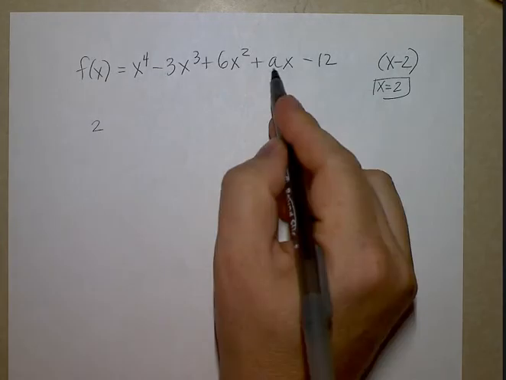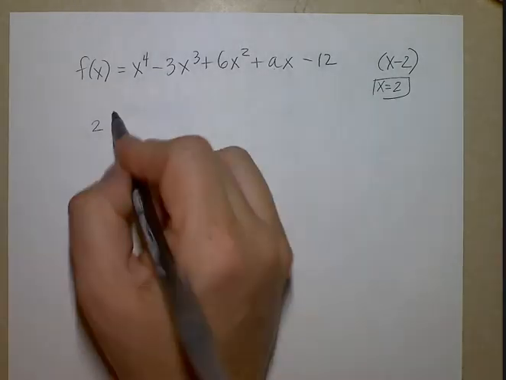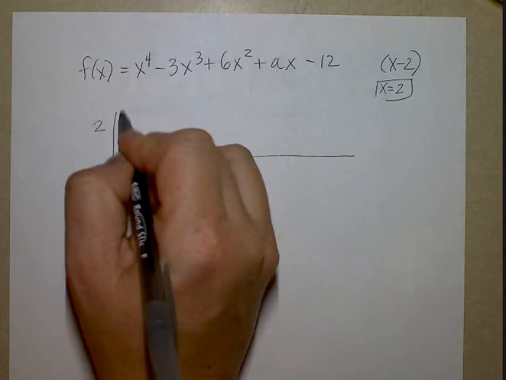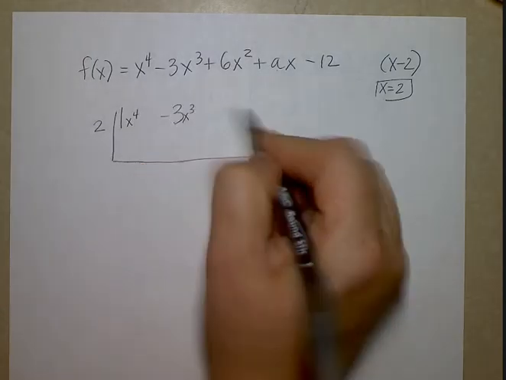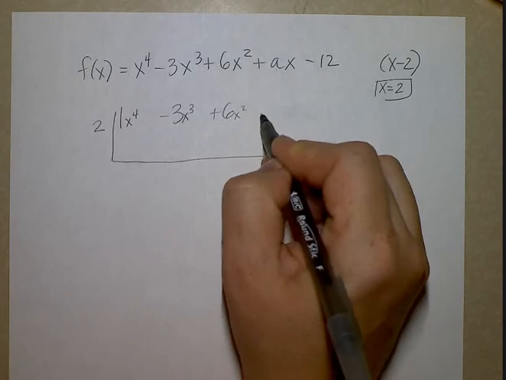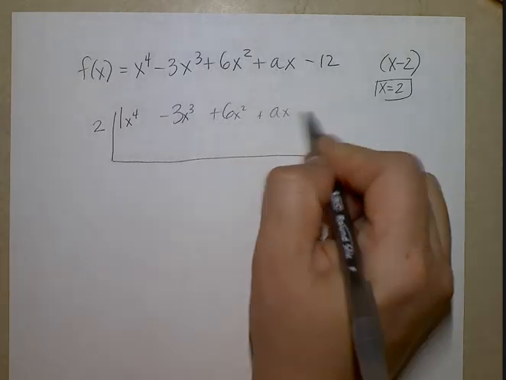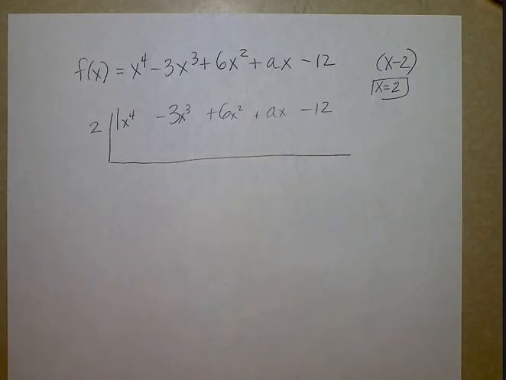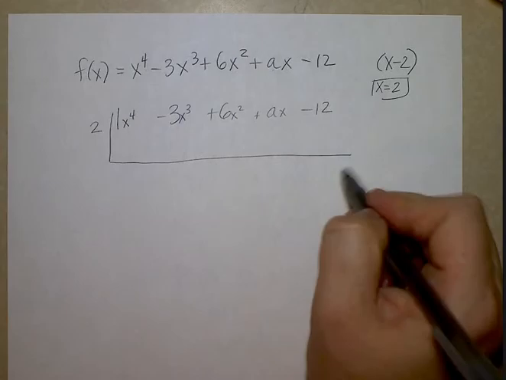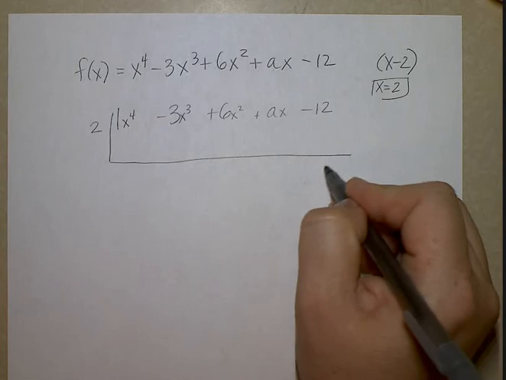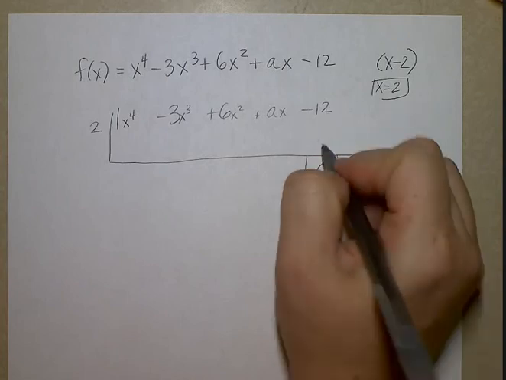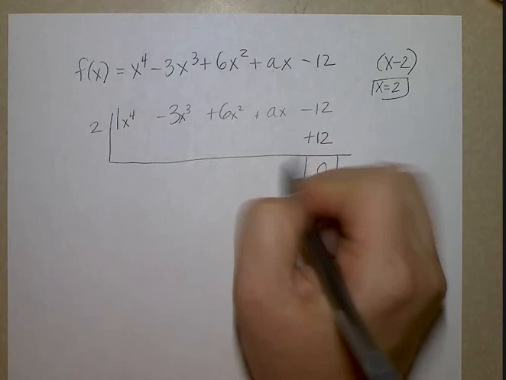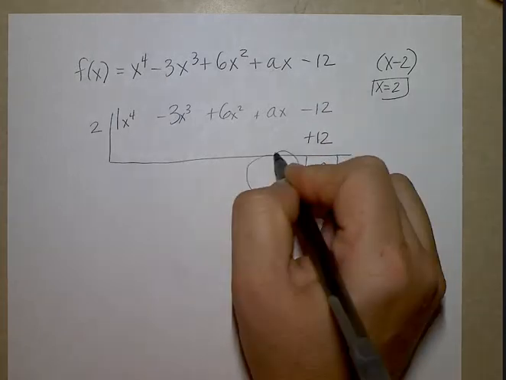Notice that there's an a here. So I'm going to write down 1x to the fourth minus 3x cubed plus 6x squared plus ax minus 12. If 2 is a solution, it's an x-intercept, what can I expect at the very bottom? 0. Okay, so what number would have to go here to combine? So I know this is going to be a positive 12. Put a fairly large circle right here. We're going to get to that part in just a little bit.